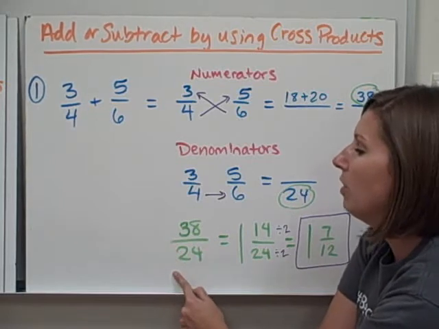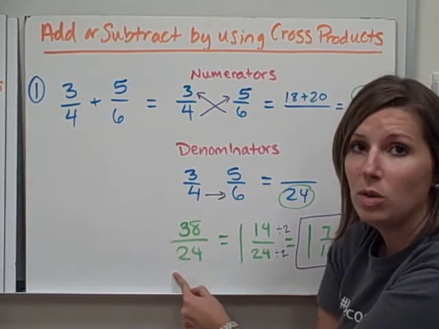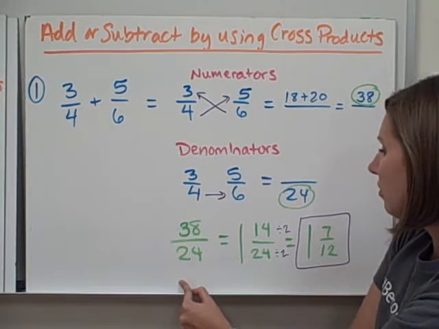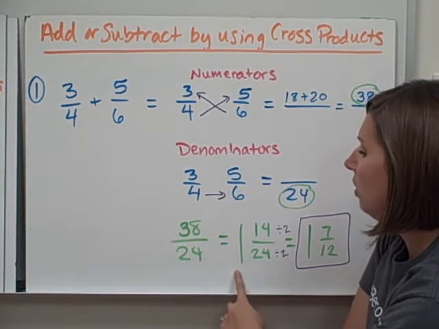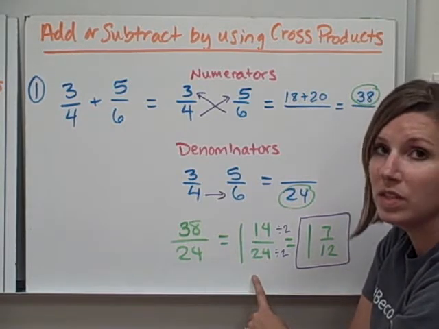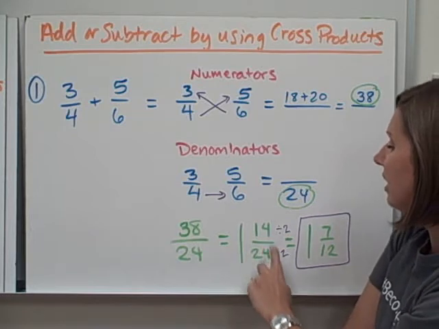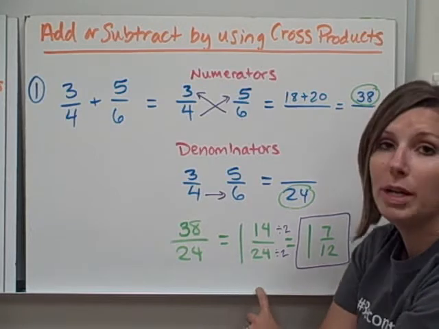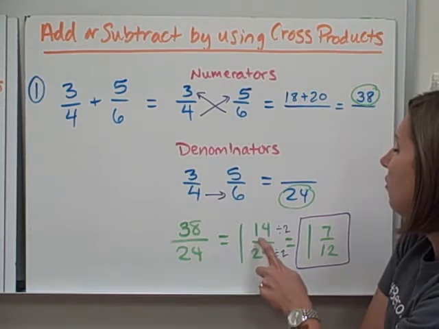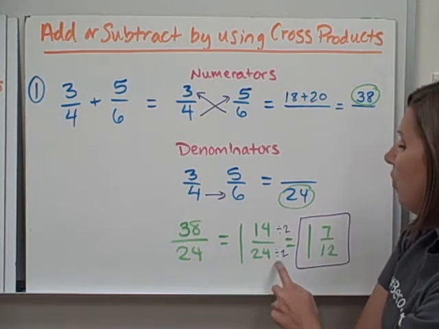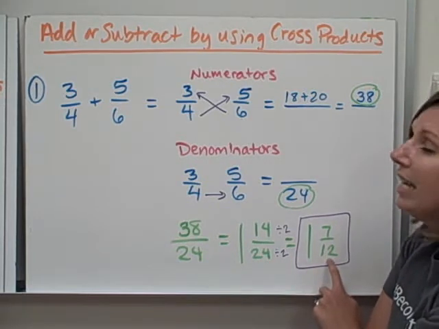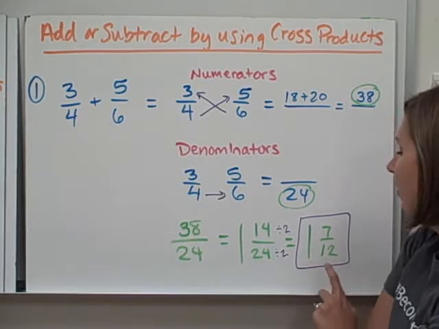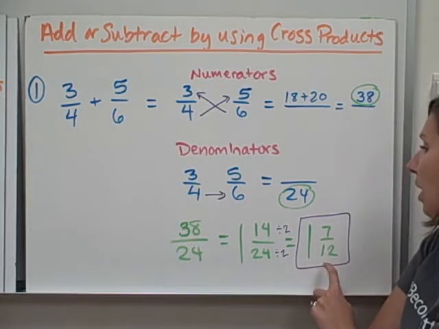38 over 24. That's an improper fraction, so I'm going to have to simplify it. I can pull out one whole, and I'm left with 14/24. And I realize I can divide both of these numbers by 2. So when I do that, 14 divided by 2 is 7. 24 divided by 2 is 12. I cannot simplify that any further, so my final answer is 1 and 7/12.